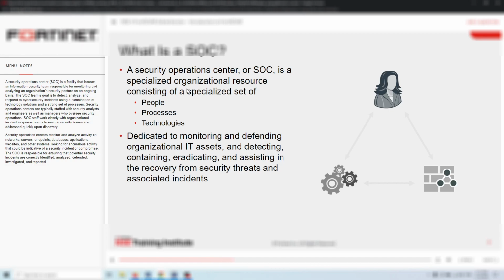Security Operations Centers are typically staffed with security analysts and engineers, as well as managers who oversee security operations. SOC staff work closely with organizational incident response teams to ensure security issues are addressed quickly upon discovery. Security Operations Centers monitor and analyze activity on networks, servers, endpoints, databases, applications, websites, and other systems, looking for anomalous activity that could be indicative of a security incident or compromise. The SOC is responsible for ensuring that potential security incidents are correctly identified, analyzed, defended, investigated, and reported.